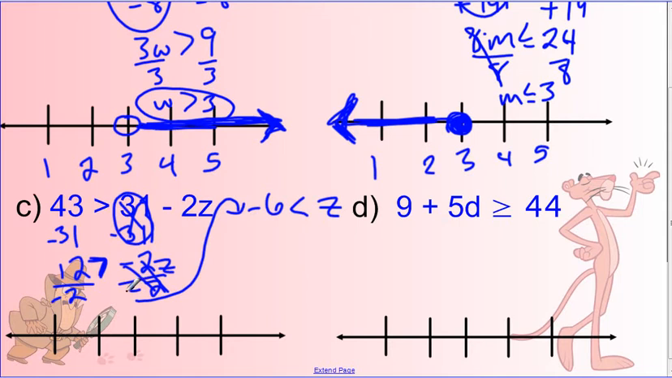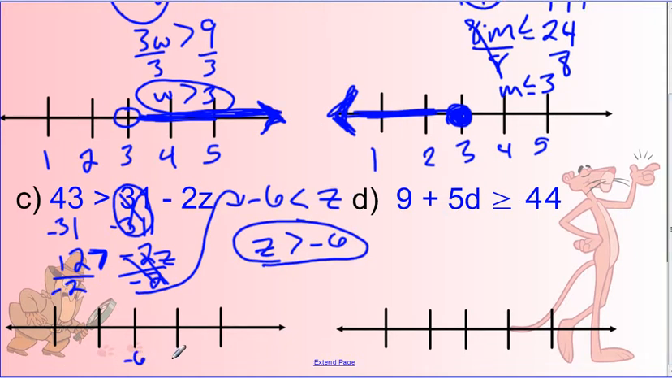Now, you're looking at that, you're going, my variable's on the wrong side, so we have to switch the variable to the other side and change the direction of the inequality along the way. So in this problem, we did have to switch the inequality twice. Once because we divided by a negative, and once because our variable was on the wrong side.